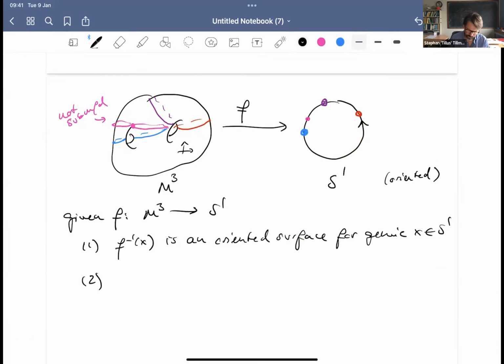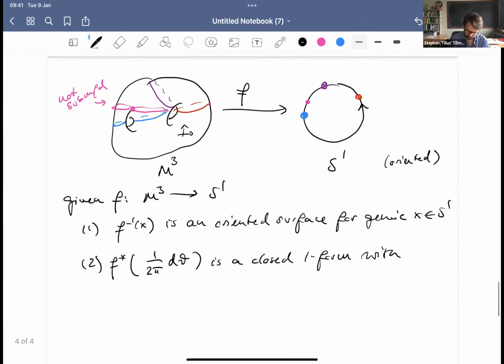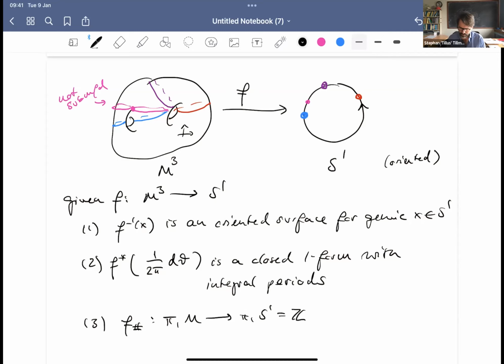The second thing I have is, of course, on the circle, the angle form. I can think about the angle form, and I normalize it, so it's 1/2π dθ. And I can pull it back to M. This is a closed one form with integral periods. And then the third thing that I want to bring into this picture is the induced homomorphism on the fundamental group. So I get an induced homomorphism from π1 of M to π1 of the circle, which is of course just Z. So this here is a homomorphism.